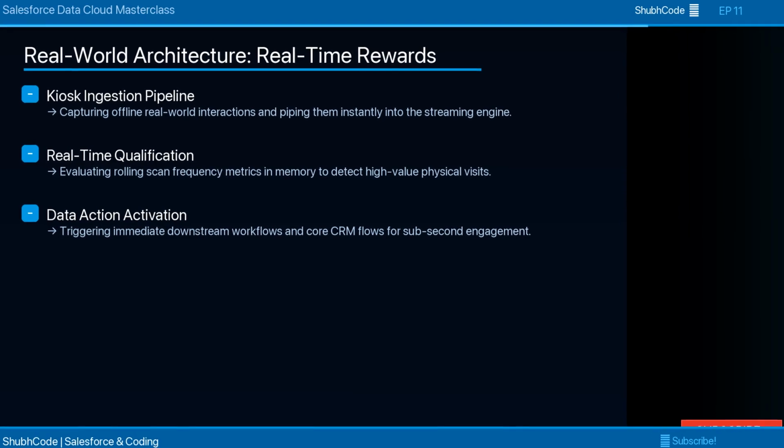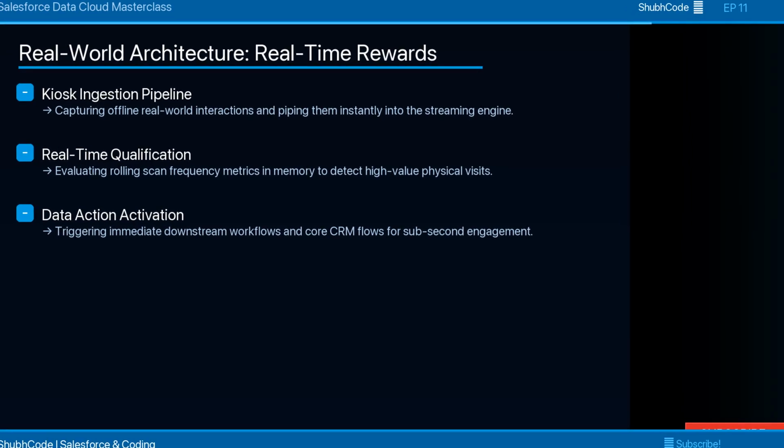Let's put this entire architecture into action with a real-world scenario, the Instant Loyalty Reward Engine. A loyalty member scans a QR code at a physical kiosk. This triggers a streaming event, which flows through a sliding window streaming CI to verify they've made 3 scans today. This instantly qualifies them for a VIP segment, which immediately publishes to a data action. That action fires a Salesforce flow to send a push notification with a free coffee coupon, completing the loop in under 2 seconds.